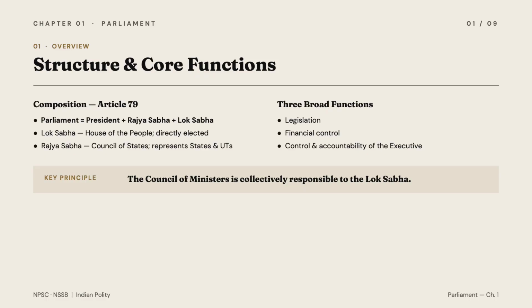And Rajya Sabha, Council of States, right? It is chosen by the members of Legislative Assembly of the states. So Pangnon was chosen by the MLAs of our state. And then these three broad functions are handled by the Parliament. You look at legislation, you look at financial control, you look at control and accountability of the executive.